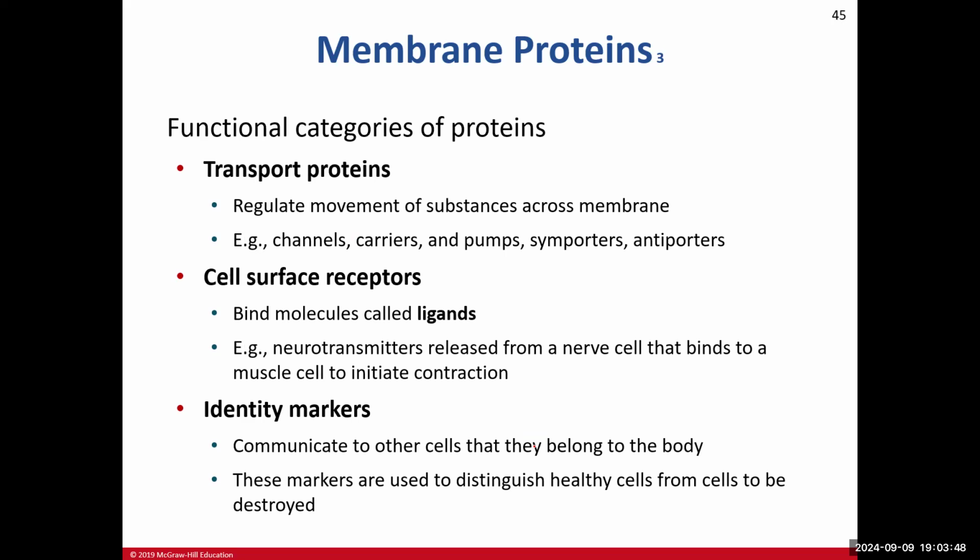So these types of proteins are going to regulate the movements of things across the plasma membrane, whether it's something coming in from the outside or something from the inside leaving the cell. And we just talked about that. When we talked about the Golgi apparatus, we're making stuff. So transport proteins, we'll talk about some of that today.